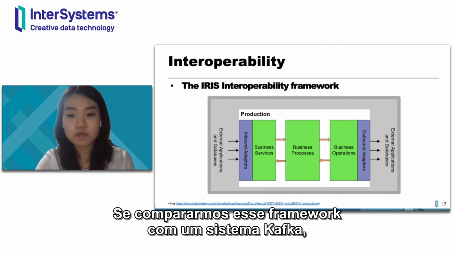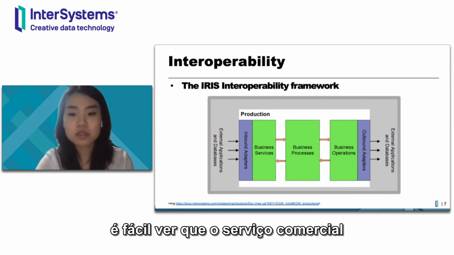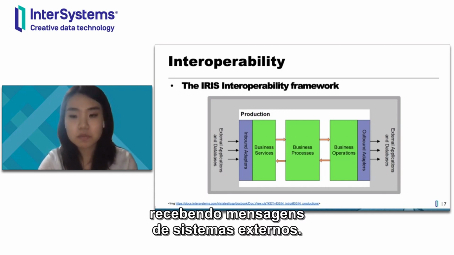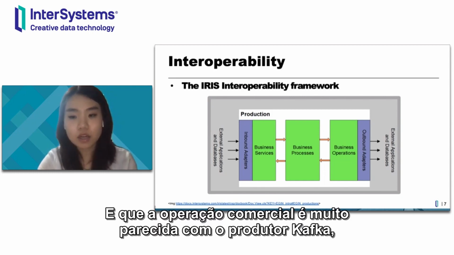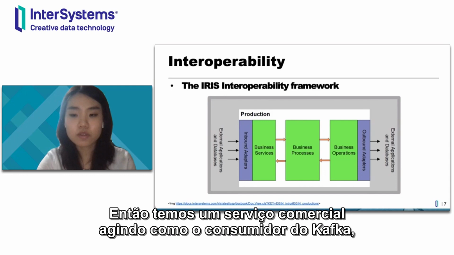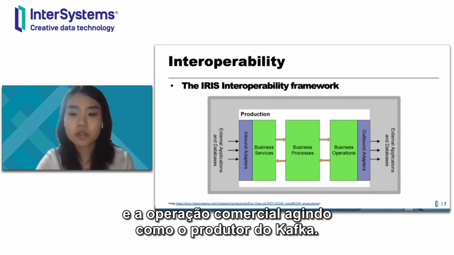If we compare this framework with a Kafka system, we can easily notice that the business service is very similar to the Kafka consumer in that it receives messages from external systems, and also that the business operation is very similar to the Kafka producer in that it sends messages to external systems. So we will have a business service here acting as the Kafka consumer and the business operation acting as the Kafka producer.